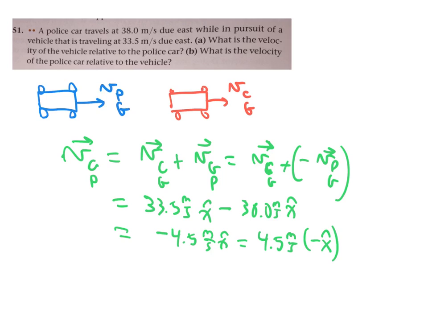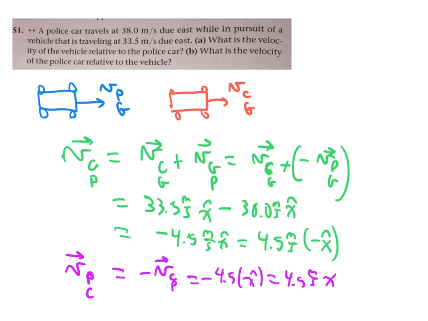You could do the same rigmarole with the police car relative to the other car, but I'm going to shortcut that as well and say we can always switch the reference frame. So police car relative to the crooks, that is what part B is, and that's always the same. We can switch the reference frame by switching the sign. So we get minus 4.5 in the minus x-hat, or 4.5 meters per second in the x-hat.